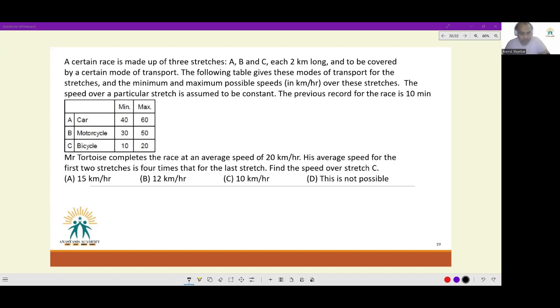The previous record for the race is 10 minutes. Mr. Tortoise completes the race at an average speed of 20 km per hour. See, if he completes the race at an average speed of 20 km per hour, each of the stretches was 2 km, so 6 kilometers at the rate of 20 km per hour. This is 3 by 10, or Mr. Tortoise has taken 18 minutes. His average speed for the first two sections is 4 times that of the last stretch.